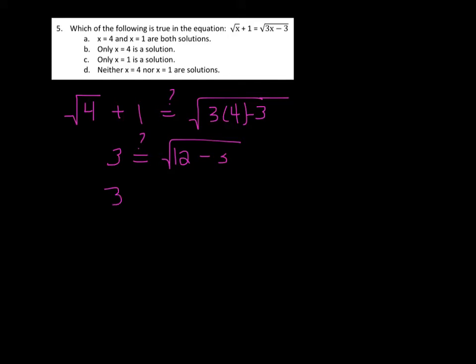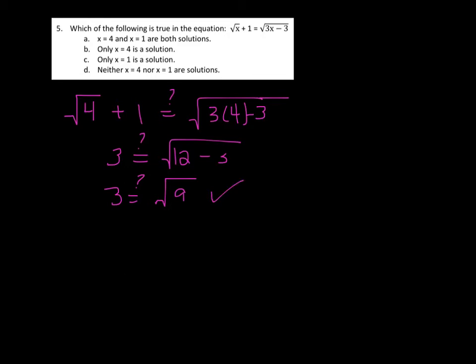So I'm going to start with A, and I'm going to plug in 4. I'm just asking myself, if I plug that in everywhere I see an x, does it give me a true statement? So do each sides of the equal sign equal each other? This left side, I have square root of 4, which is 2, plus 1, so that equals 3. The right side, I have square root of 3 times 4, which is 12, minus 3. So I have 3 equals square root of 9, which is true. So 4 is a solution.